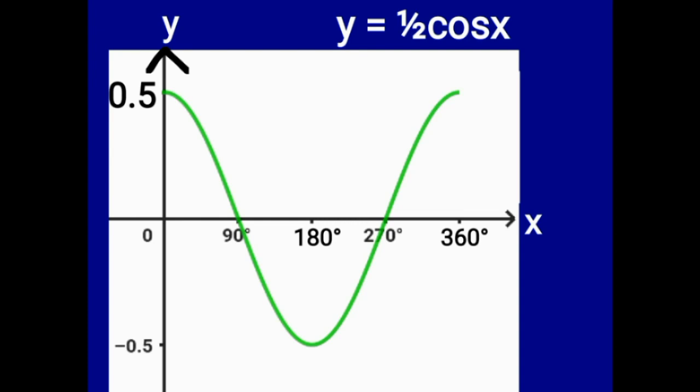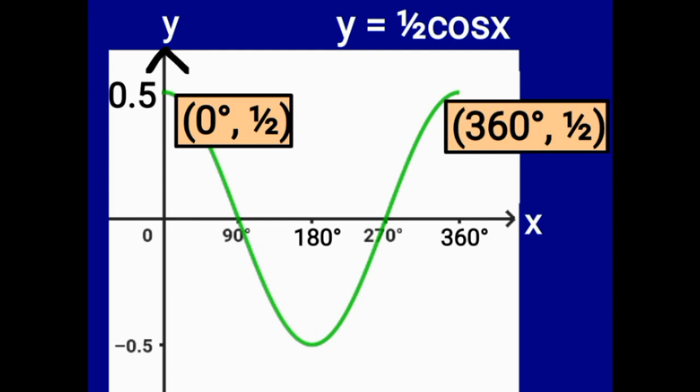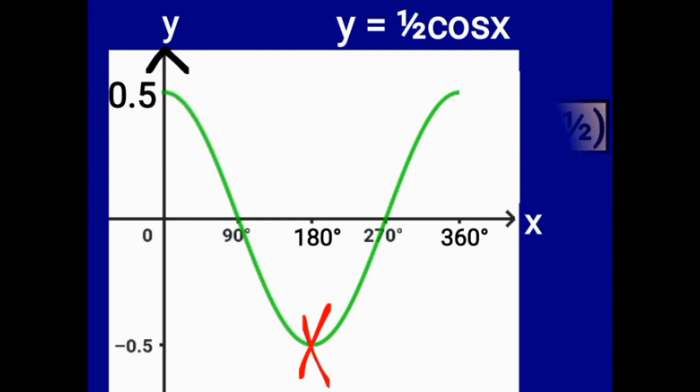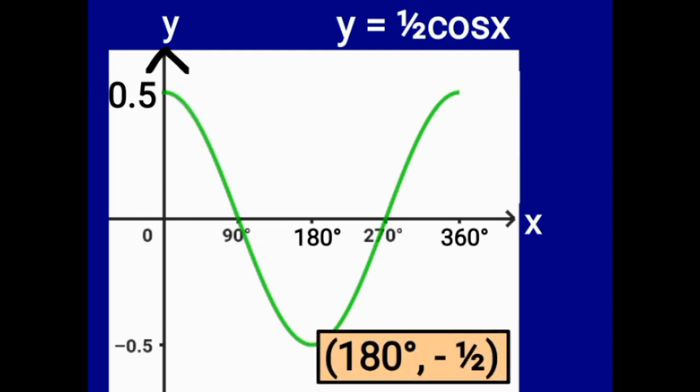Since all the y coordinates are halved, the graph y equals 1/2 cos x now has two maximum points at the coordinates 0 degrees, 1/2 and at 360 degrees, 1/2, and a minimum point at 180 degrees, minus 1/2.